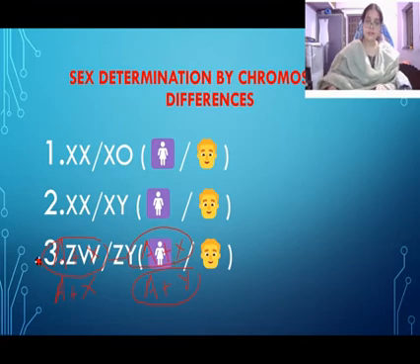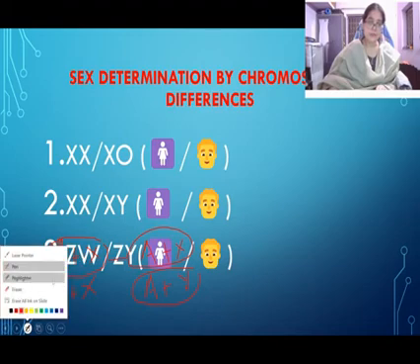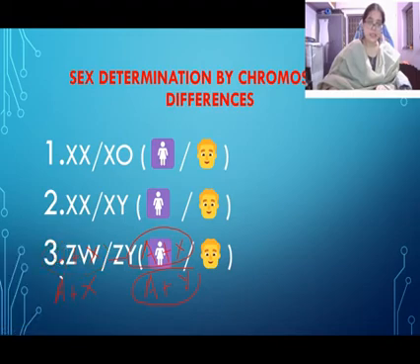Then there is a third type, and your homework is to find out which type of organisms this chromosomal depiction is for, that is ZW and ZZ. You just have to find examples. Okay.